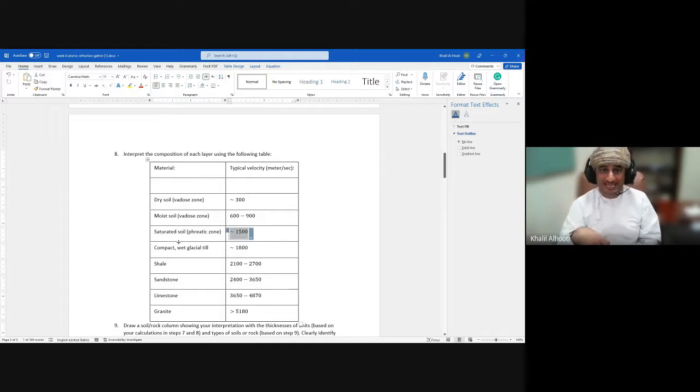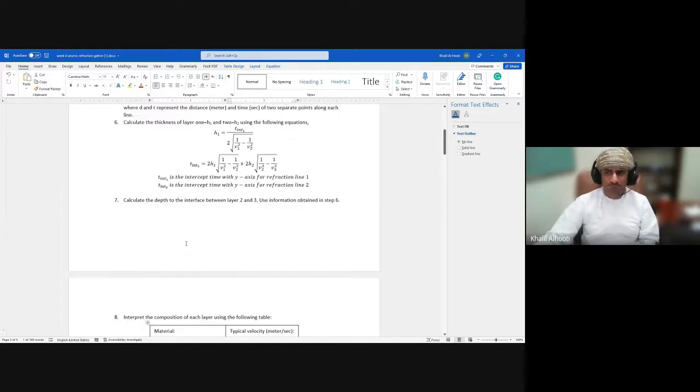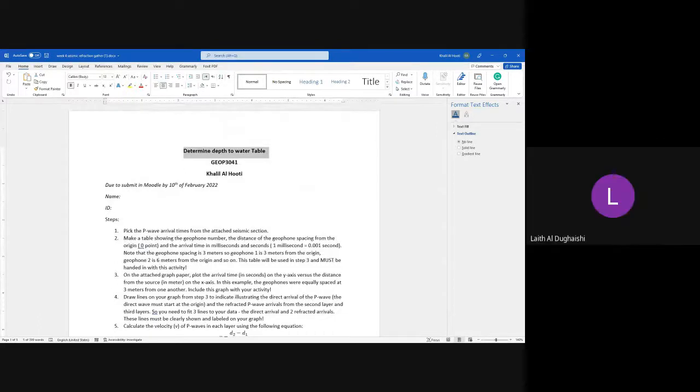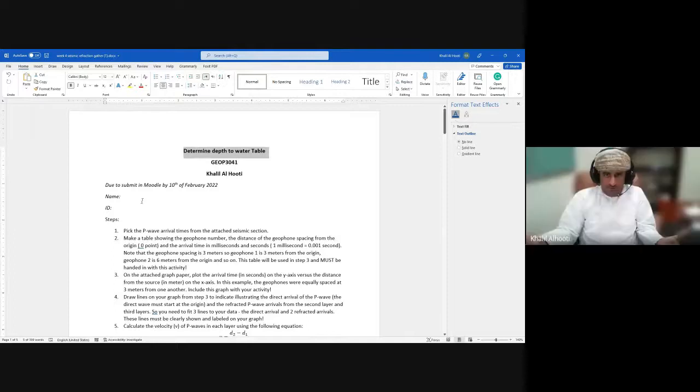So what do you think it contains? Saturated soil. Water. That's by its perception. It's a saturated soil, so it probably contains water. Within that rock, I probably will have water. If I'm asked to drill and find water, that's my target. I need to reach that depth, that layer, and drill within that layer.